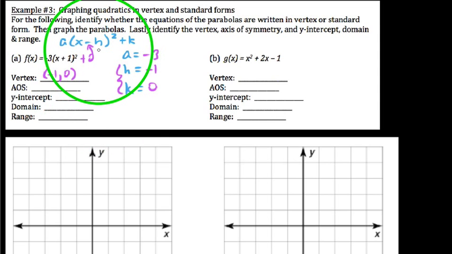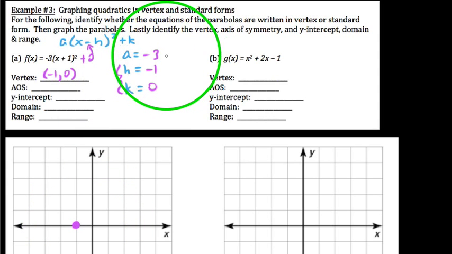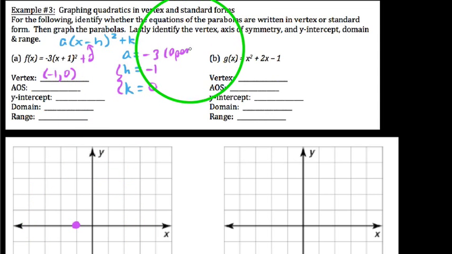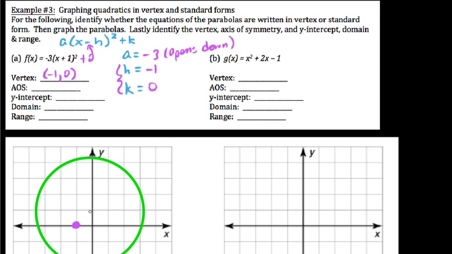And also because we know that the h value controls horizontal shift and k is vertical shift, this would shift left 1 from the origin and up and down none. So I'm going to go ahead and put this on my graph. And I also want to indicate that because our a value is negative, this opens downward, okay? So because it opens downward, I'm also going to write the label of our vertex here on the top of this.